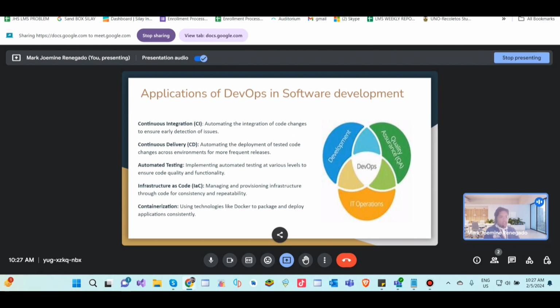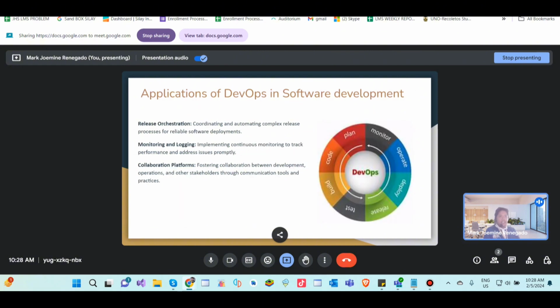Next is infrastructure as code. What does this say? Managing and provisioning infrastructure through code for consistency and repeatability. And last but not least, containerization. So using technologies like Docker to package and deploy applications consistently. Okay?